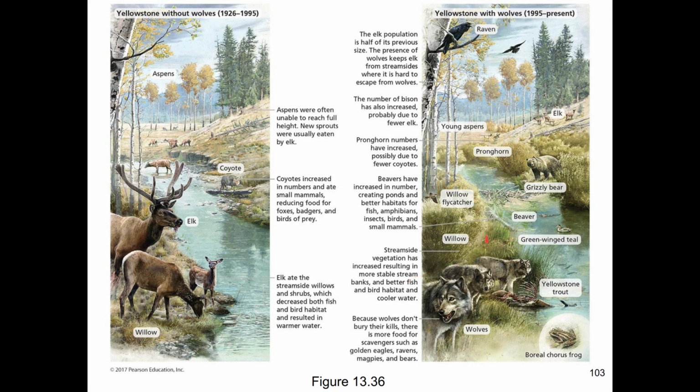The streamside vegetation has come back because the wolves were not eating the streamside vegetation. The elk were eating the streamside vegetation. So the banks are more stable. There's less erosion, which probably helps the trout spawn. Because the wolves don't bury their kills like the coyotes did, there's more food for scavengers like golden eagles, ravens, magpies, and bears. So they brought back the killers, and everything is better. Nature is more balanced. It's just better. Trophic cascades.